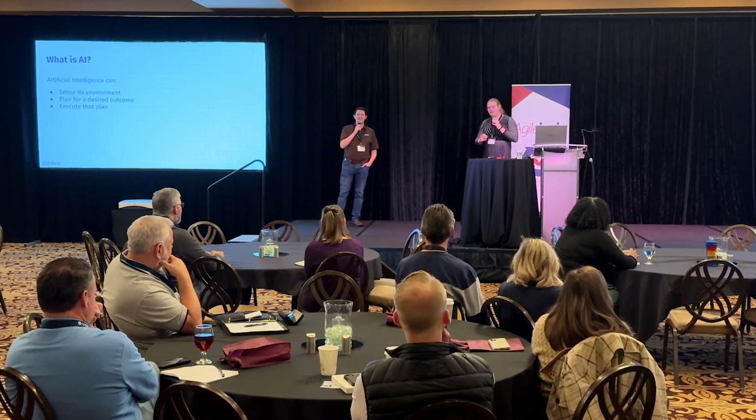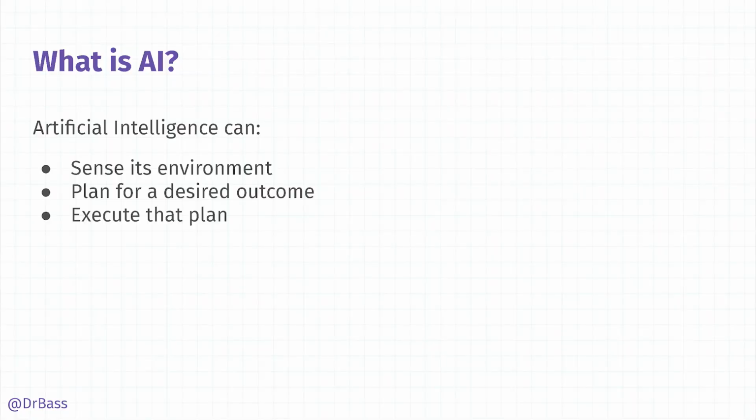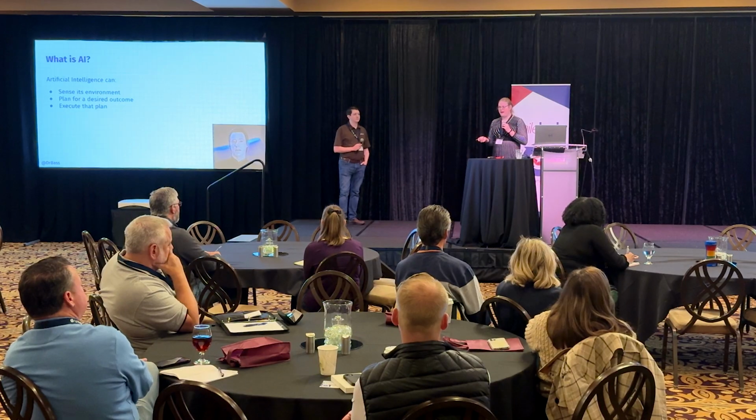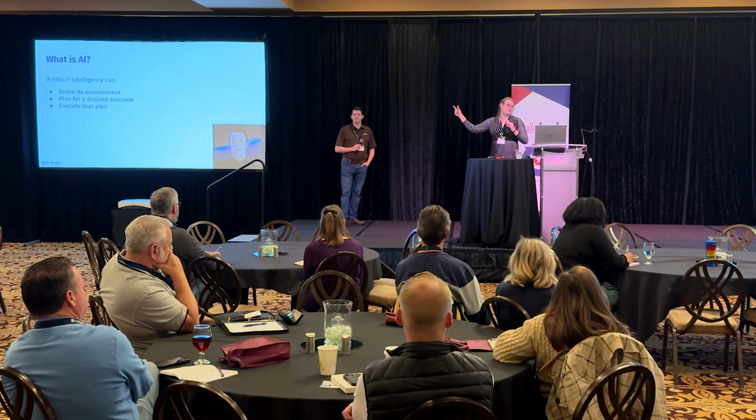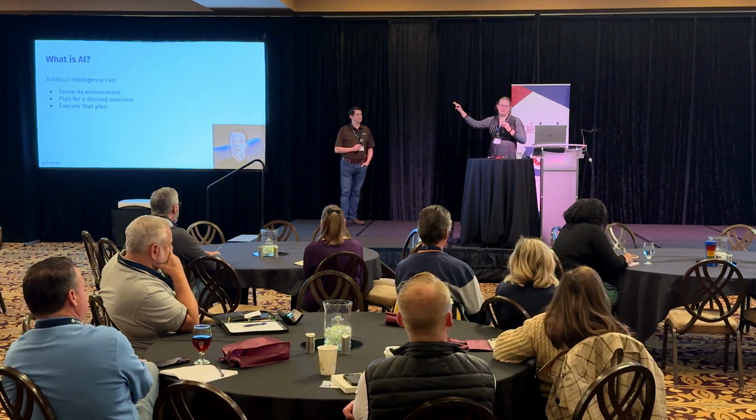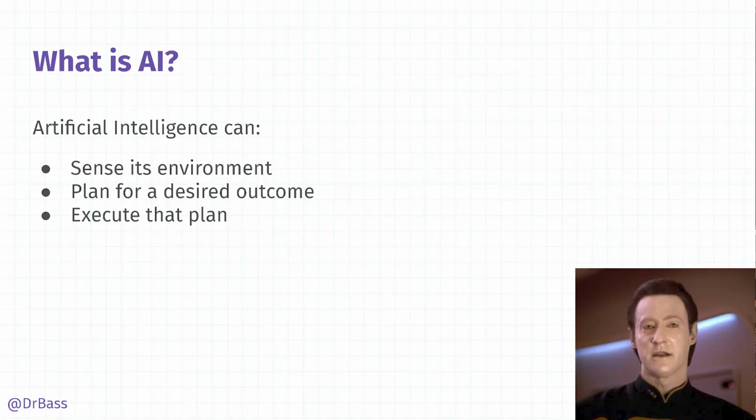So when we talk about AI, we might think about a lot of things, but I think there are a couple of features that you can boil it down to. An artificial intelligence is a system which can sense its environment, plan for a desired outcome, and execute that plan. And when we think about AI, often we think about things we've seen in science fiction, like Commander Data. Obviously, Commander Data can sense his environment. He can plan for a desired outcome, and he can execute that plan to the extent that he is a commander on the bridge of the ship.